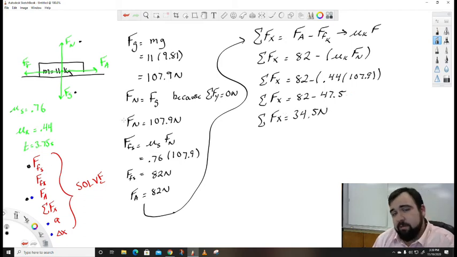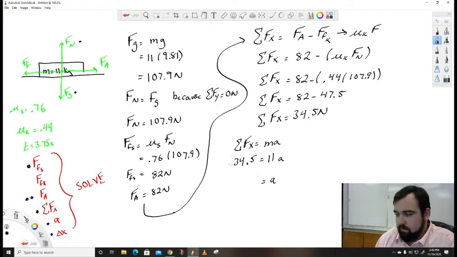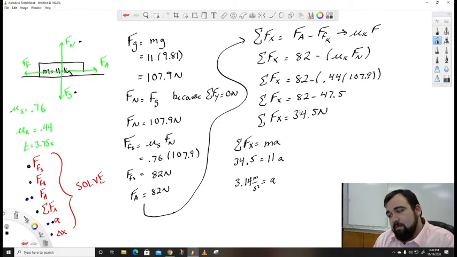And our total net force in the x direction comes out to then 34.5 newtons. So we ticked off another thing down there on the bottom left. So now we have the net force in the x direction. We can then use Newton's second law with this to find out the acceleration. So now we have A. The flower is accelerating at 3.14 meters per second squared to the right.